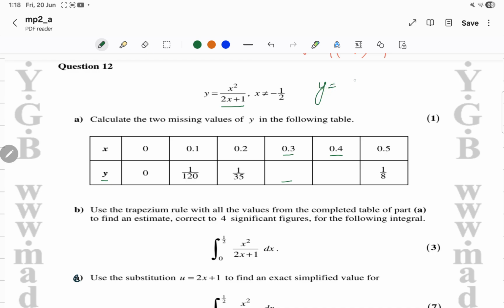So y equals 0.3 whole squared over 2 times 0.3 plus 1, and if we typeset this in the calculator, we should end up with 9 over 160. So over here we should have 9 over 160.